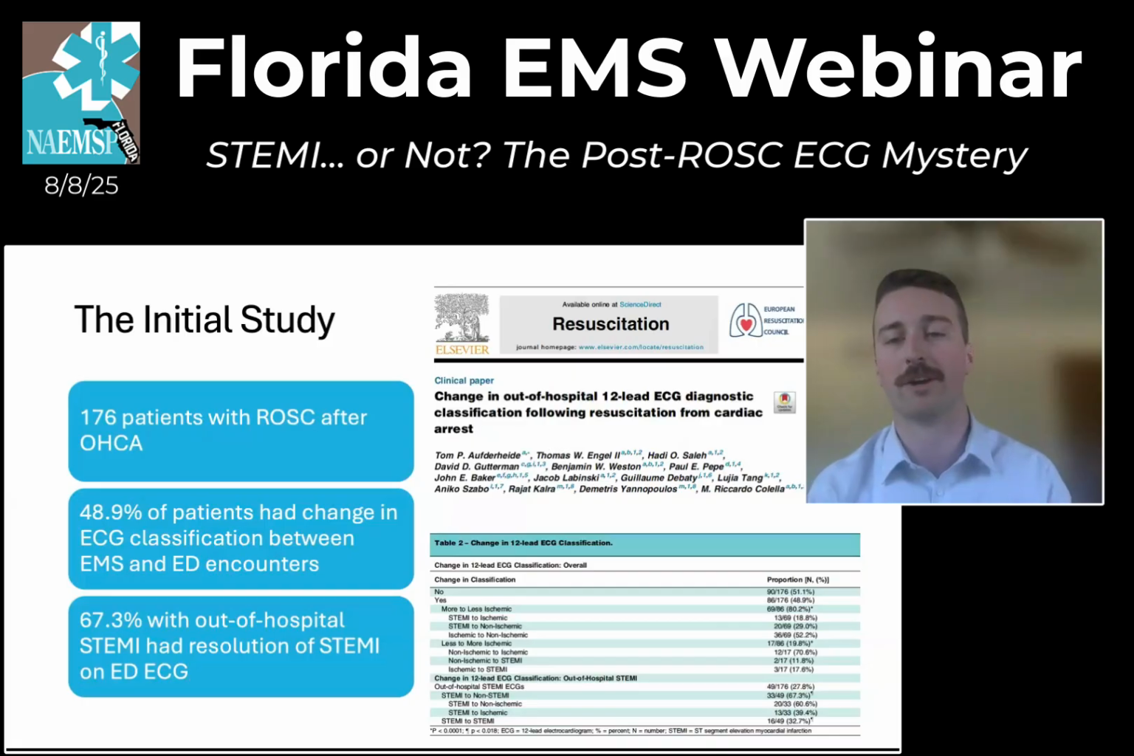The table here in the bottom right corner goes into a lot of the nuance of those different types of breakdowns, but most notably in this initial study, 67% of patients with a STEMI on their out-of-hospital 12 lead after ROSC showed resolution of that STEMI when they were evaluated in the emergency department. So these are some very large numbers that definitely piqued a lot of curiosity.